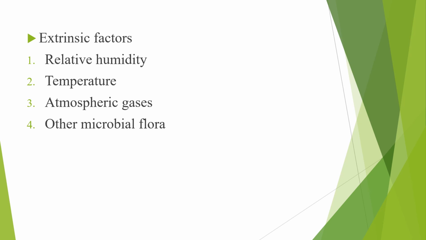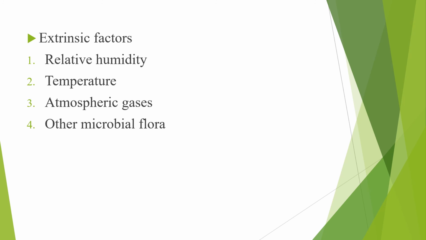Coming to the extrinsic factors, these include the relative humidity, temperature, atmospheric gases, and also the presence of other microbial flora. So the moisture content of the atmosphere, or the relative humidity, is also an important factor, because a change in relative humidity will adversely affect the water content and the pH of the food items, and hence this relative humidity or the moisture content of the atmosphere is also one of the external factors that influence the growth of a microorganism in food.